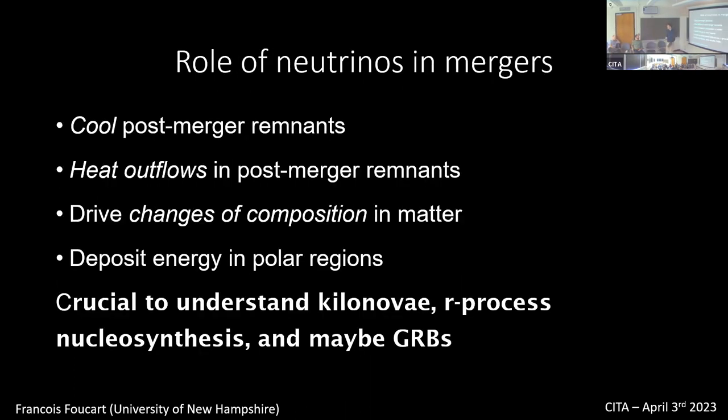All right, neutrinos. As we already mentioned a fair amount of that, I'm not going to spend a huge amount of time here, but the main role of neutrinos is to cool the remnants because photons can't do that; they are trapped. It's neutrino emission from the hot neutron star and from the disk that is the main source of cooling in these systems. They can heat and drive neutrino-driven winds, although it is not a huge amount of matter, as we just discussed. And most importantly, maybe in terms of nucleosynthesis and kilonovae, they drive changes in the composition of the matter, and I'll show you some examples in a minute. And then there is, as we said, deposition of energy in the polar regions through pair annihilation. So they are certainly very important to kilonovae and r-process nucleosynthesis, and maybe GRBs. That part is less certain, short GRBs. All right.